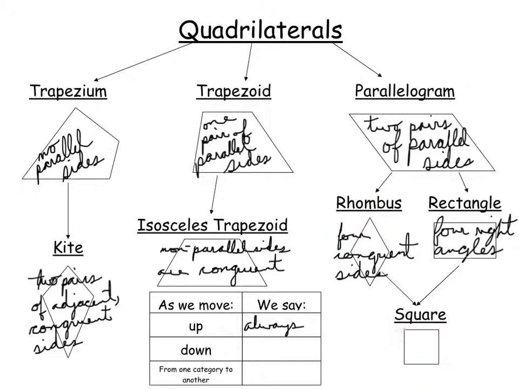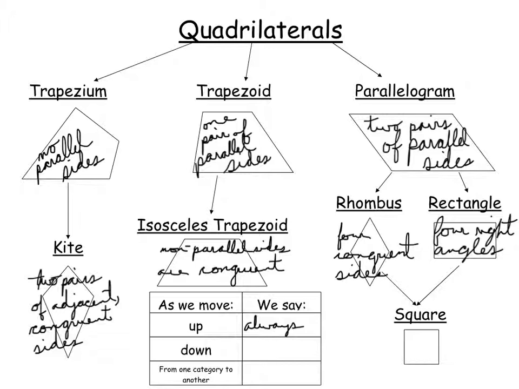A square is always a parallelogram. A square is always a rectangle. A square is always a quadrilateral. An isosceles trapezoid is always a trapezoid. An isosceles trapezoid is always a quadrilateral. A kite is always a trapezium. A trapezium is always a quadrilateral. A trapezoid is always a quadrilateral. A parallelogram is always a quadrilateral.